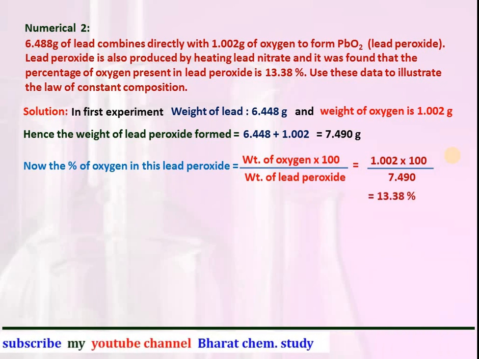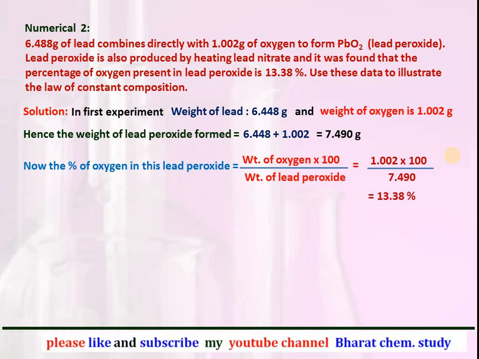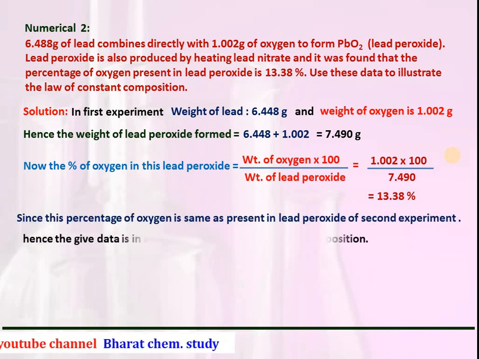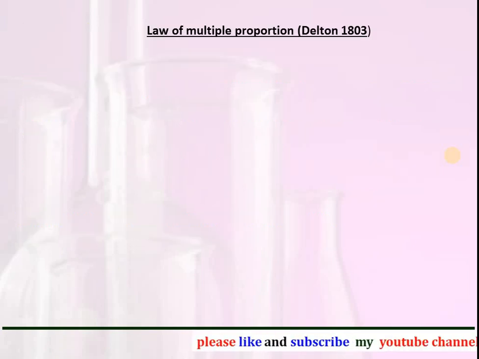This percentage of oxygen in the first experiment is equal to the percentage of oxygen present in the lead peroxide of the second experiment. Therefore, we can say the given data illustrate the law of constant composition.